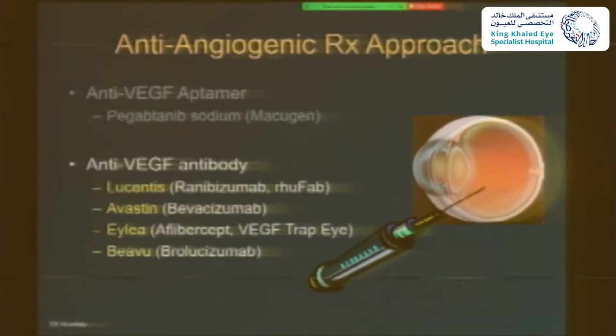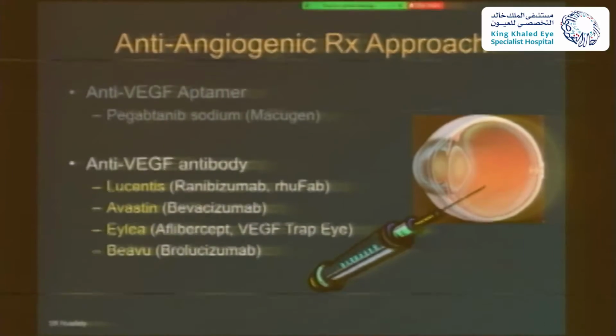And what we use now is these first three, and perhaps one day even the last one, this Beovu brolucizumab, which has a longer duration of action and dries the retina really nicely, but it has a lot of complications, unpredictable vasculitis and vascular occlusions in the retina, that make people very afraid to use it.